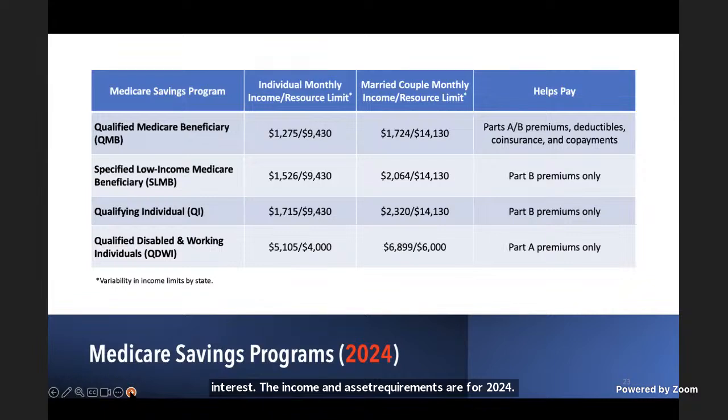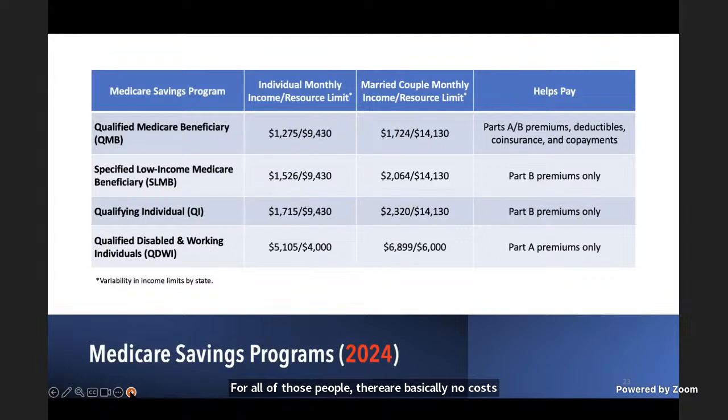But for an individual with a monthly income of $1,275 or less and resources of $9,400 or less, the qualified Medicare beneficiary program will pay their Part A and B premiums. Oh, sorry, no: the $175 Part B premium, the $1,600 and some change Part A deductible, the $200 and some change Part B deductible, and all their co-insurance and all their co-payments. Okay, so for people who are qualified Medicare beneficiaries, there are basically no costs associated with using their Medicare benefits.